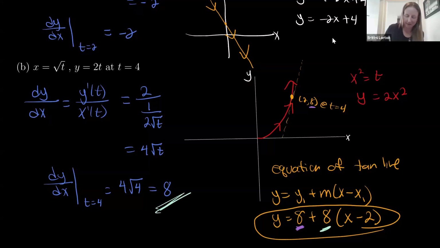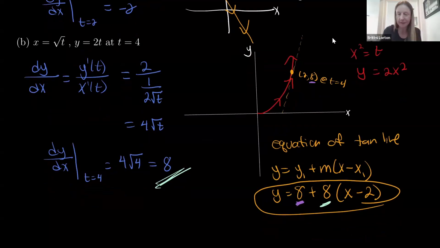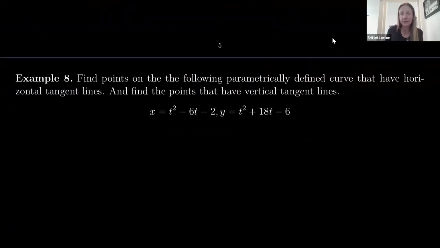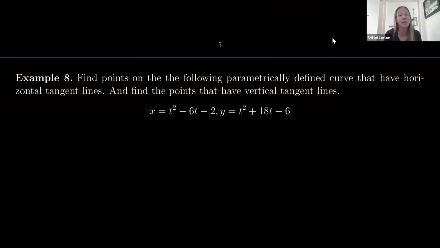Cool. All right, so now we've got derivatives, equations of tangent lines. Let's do a little bit more calculus with parametric curves. So here's another example. Find the points on the following parametrically defined curve that have horizontal tangent lines and that have vertical tangent lines. So step 1 is to find the derivative. Anytime you're dealing with horizontal or vertical tangent lines, you want to find the derivative.